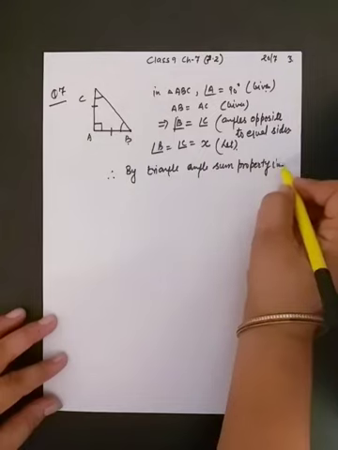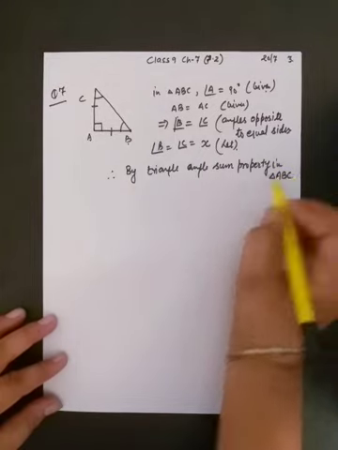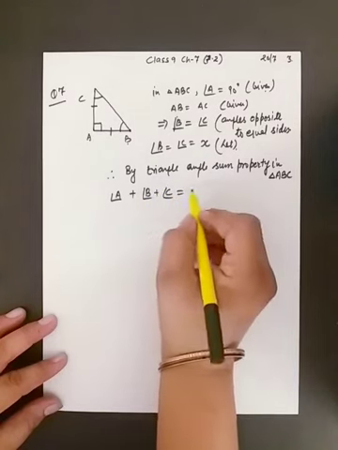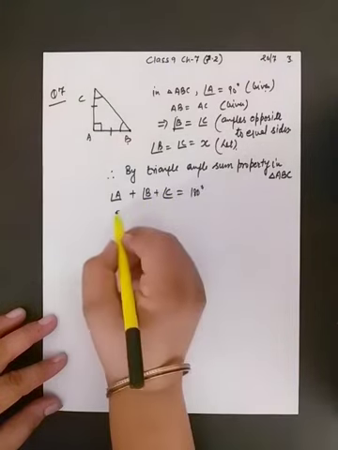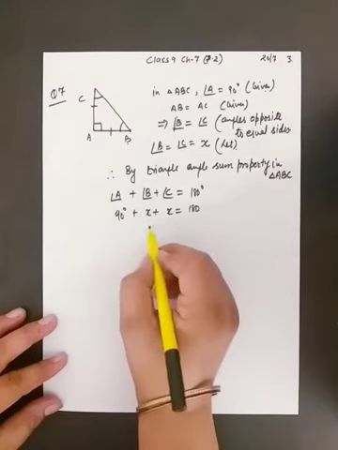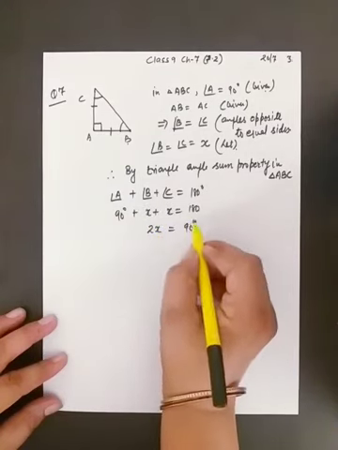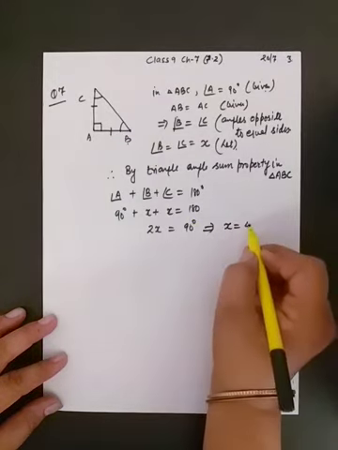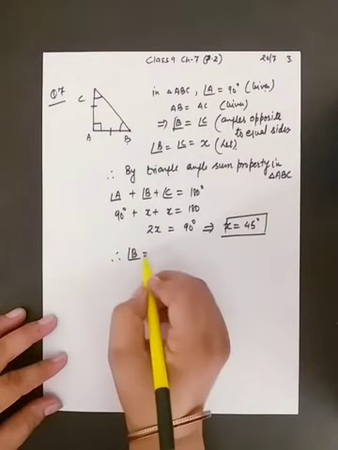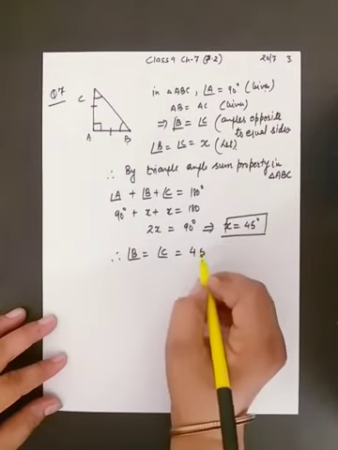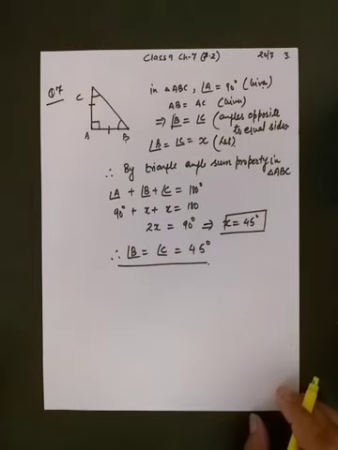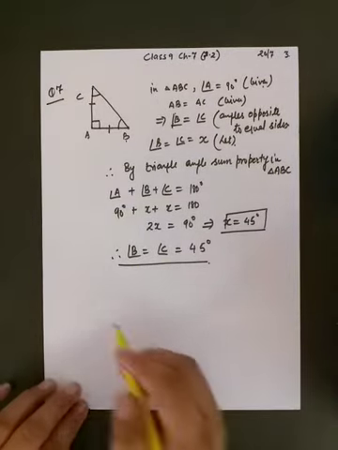in triangle ABC, angle A plus angle B plus angle C is equal to 180. Now angle A is 90 and B is x, C is x. So therefore we get 2x is equal to 90. This gives you x is equal to 45 degree. So therefore angle B is equal to angle C is equal to 45 degree. Therefore remaining two angles are of 45 each.